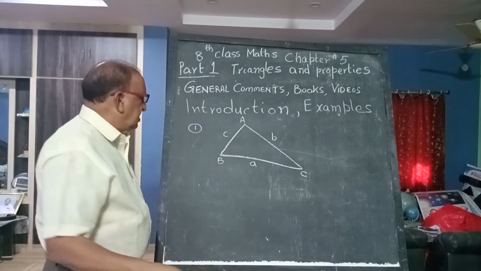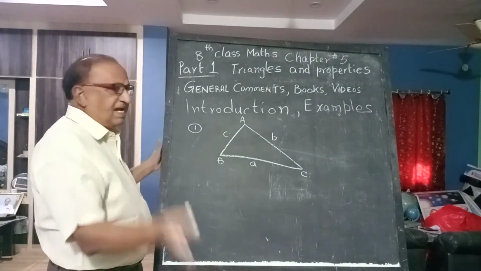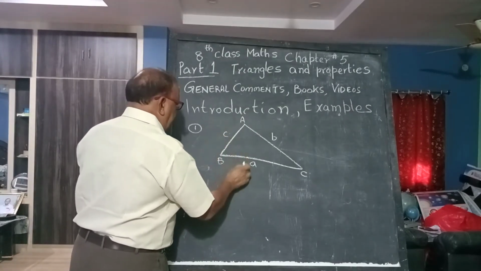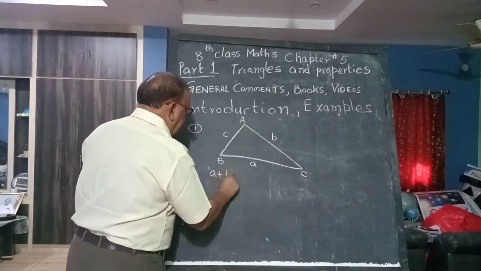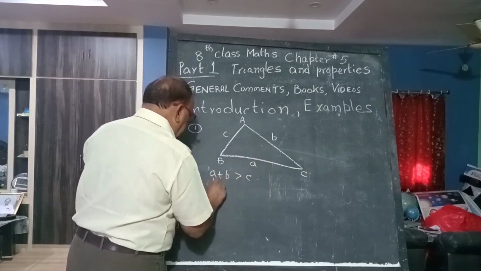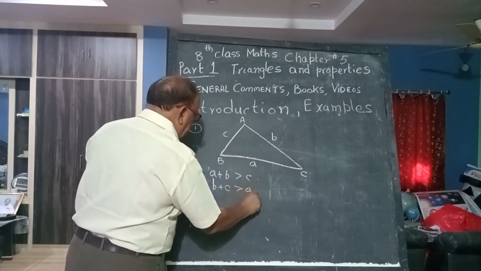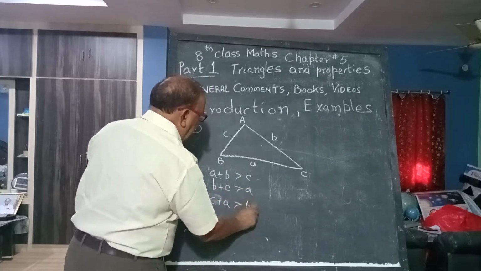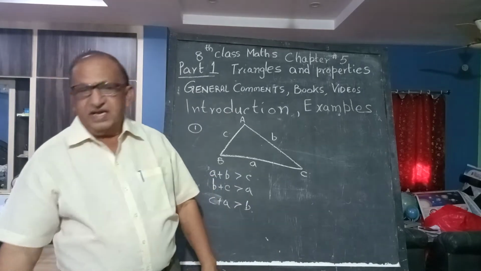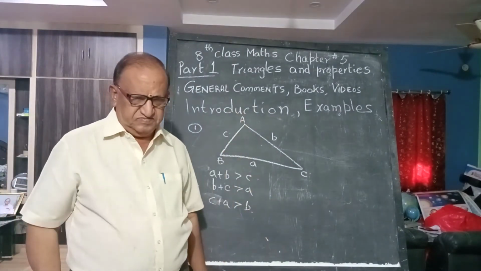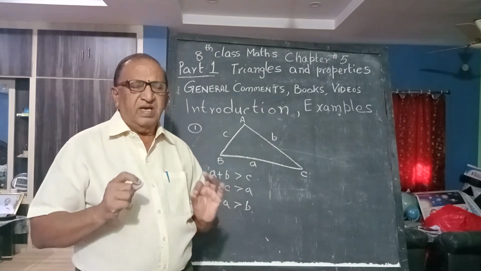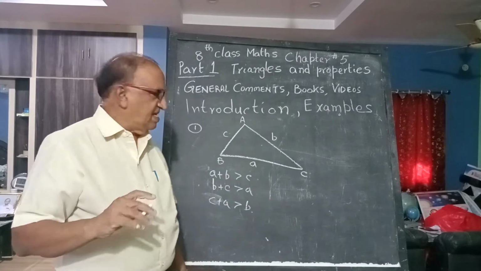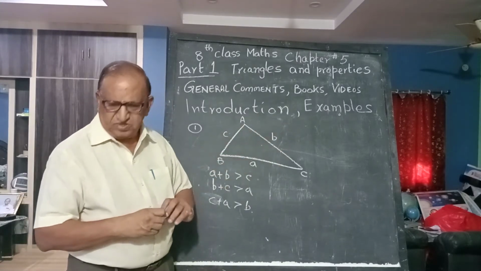So the first rule is the sum of any two sides is greater than the third side. That means, let's take A plus B. A plus B is greater than C. Similarly, B plus C is greater than A. Or similarly, C plus A is greater than B. That means for a triangle to exist, the sum of any two sides should be greater than the third side. That is the first rule.